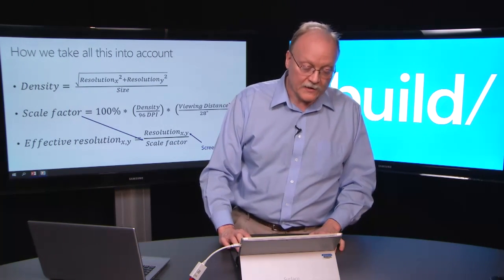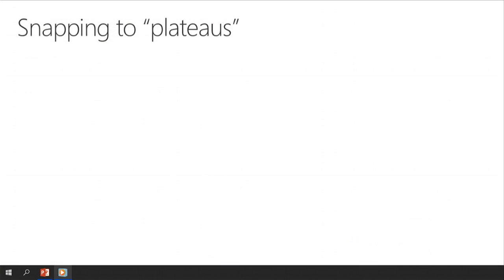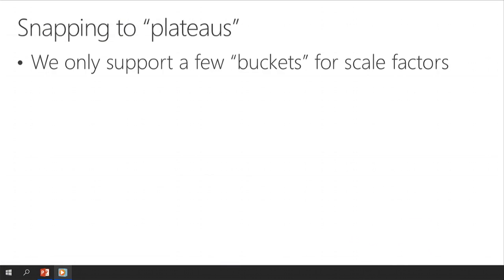So, at the end of this calculation, we then snap these results to what we call plateaus or buckets, or frankly, we just call them scale factors. And even though there might be hundreds of different percentage values between 100 and 400%, we're only going to have a few buckets in there, and everybody falls into one bucket or another. It's a rounding kind of thing. So we take that computed scale factor from the previous slide, and we just round it to one of the supported scale factors. We can do that up or down. We have thresholds in place where we make the decision to go either up or down.